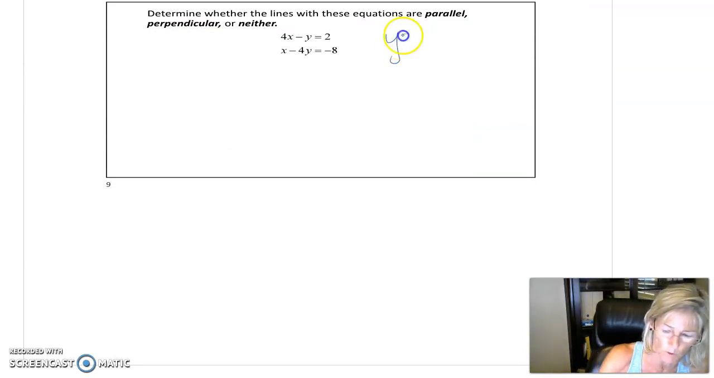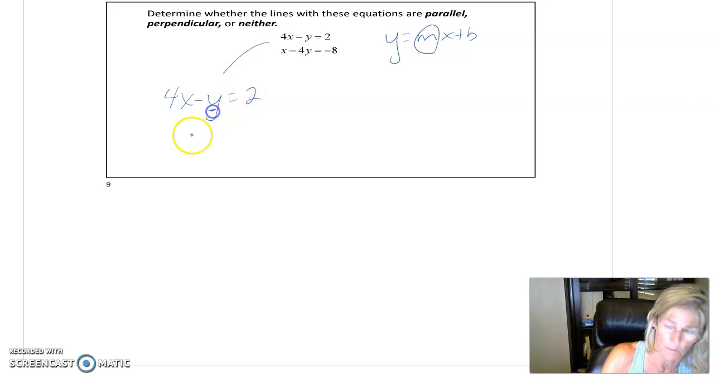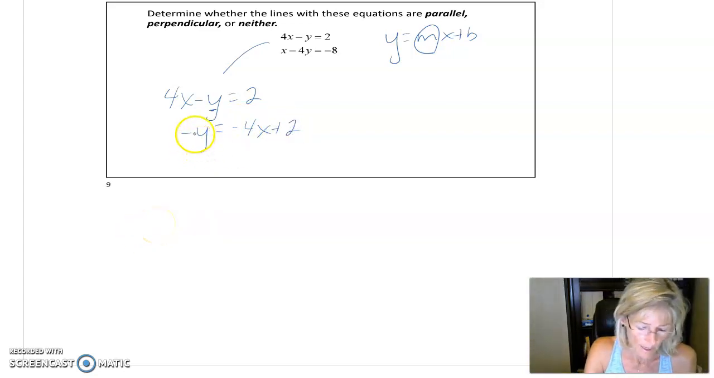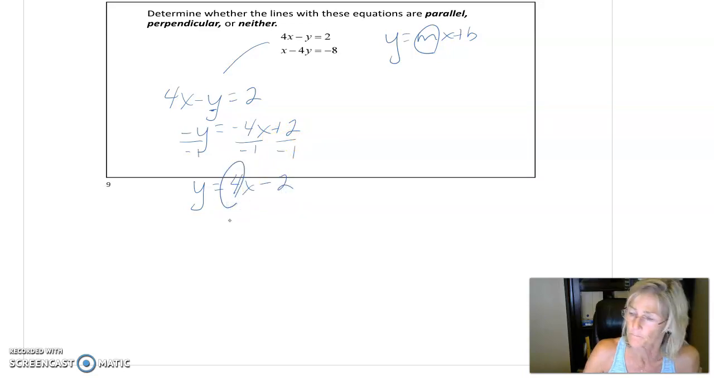Again, we need these in y equals mx plus b form so we can look at the slope. So I'm going to do the first one. 4x minus y equals 2. I'm trying to get a positive y by itself. So I'm going to subtract 4x from both sides. And again, I'm going to put it in the front. So it'll be in the nice form when I get done. Now, this is a negative, so I need to get rid of the negative. So I'm going to divide everything by negative 1. Y equals negative divided by negative is a positive. Positive divided by a negative is a negative. Now I have my slope.